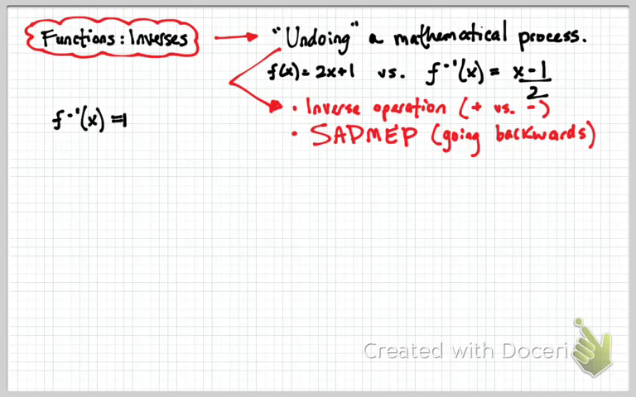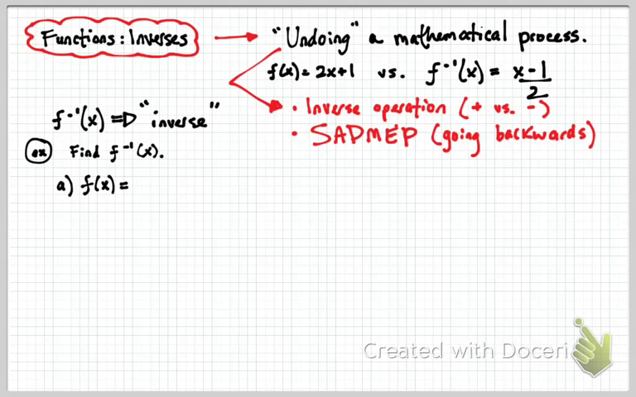So Frank did a good job of teaching you what this means. f of negative 1 of x does not mean 1 over f of x. It means the inverse. So when you see this, make sure you know that I'm referring to the inverse. So here's your example. Find. You got it. And this is how I'll ask you on a test. So if you don't know what this notation means, it might be a bit challenging. Find the inverse.